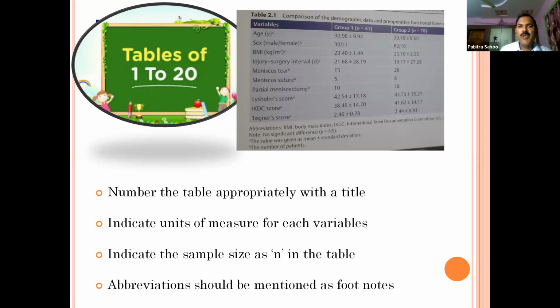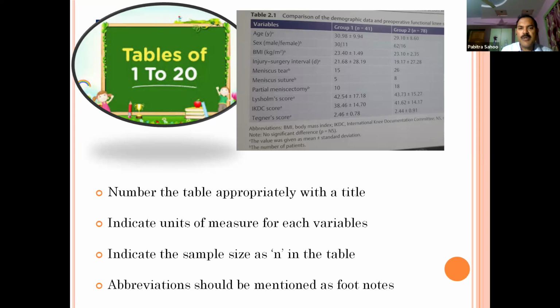By the viewers, you have not given a title or an appropriate title. Units of measurement, like in this case, the BMI, kg per meter square. So indicate whatever parameters you have taken, with the units of measurement. Indicate the sample size. See, in this table there are two groups, n is equal to 41, n is equal to 17. So you must mention the sample size in the table.